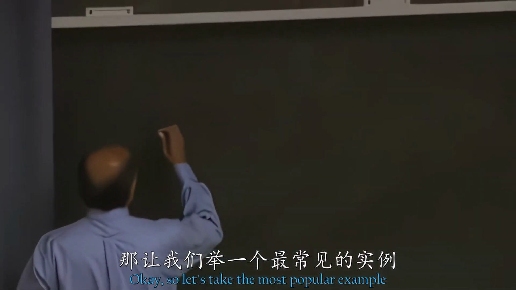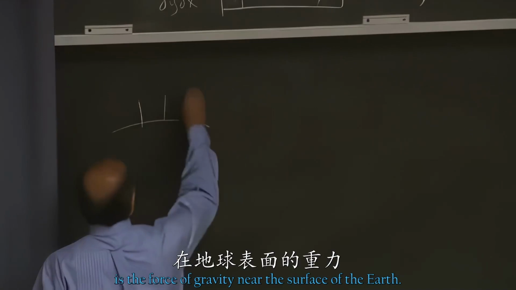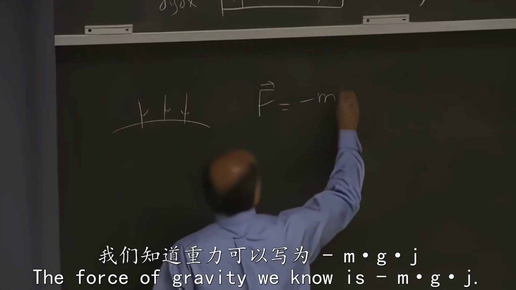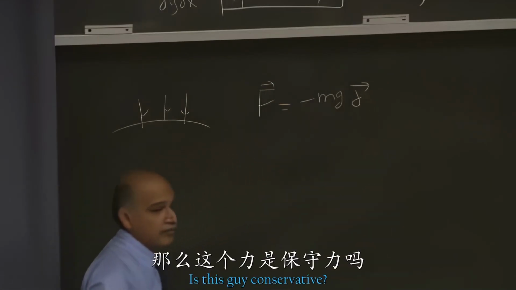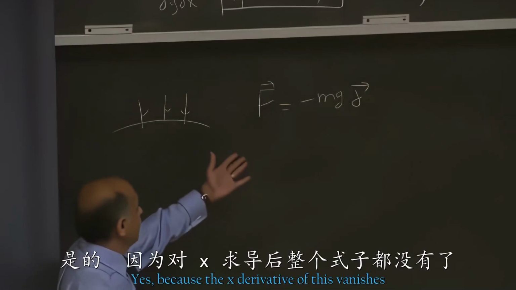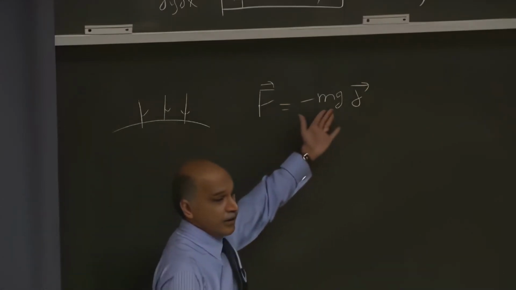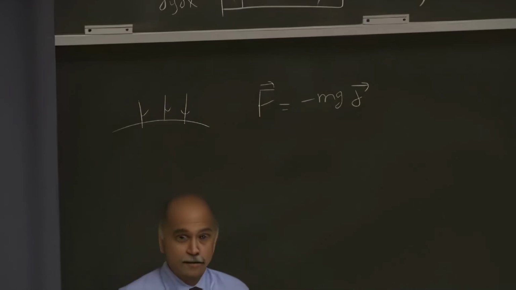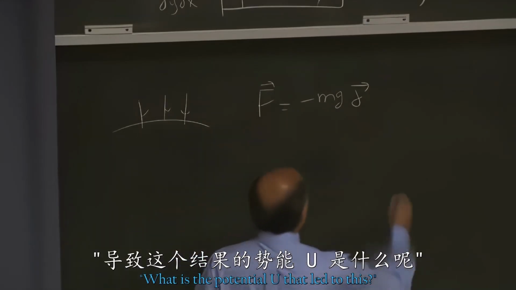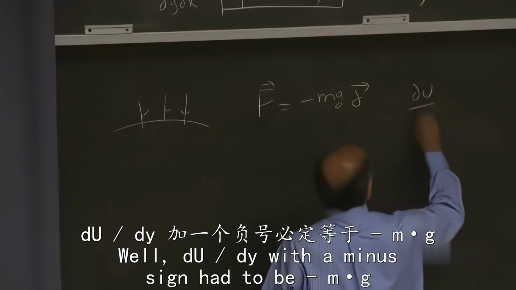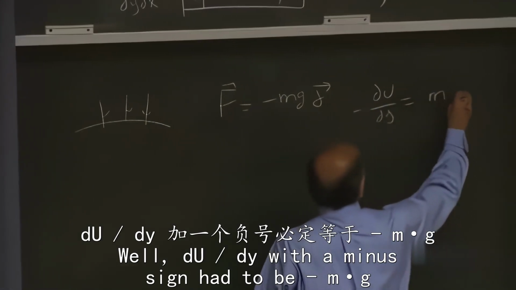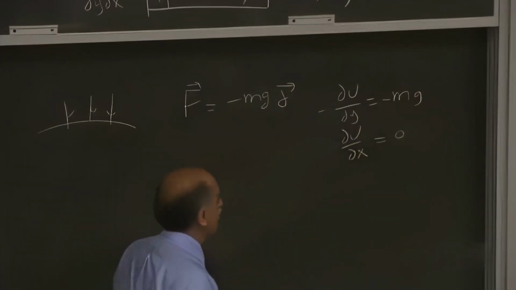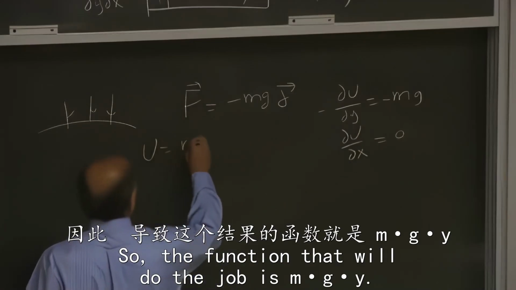Okay, so let's take the most popular example, the force of gravity near the surface of the Earth. The force of gravity, we know, is minus mg times j. Is this guy conservative? Yes, because the x derivative of this vanishes, and the y derivative of fx you don't even have to worry about because there is no fx. So it's clearly conservative. Then you can ask, what is the potential u that led to this? Well, du dy with a minus sign had to be minus mg, and du dx had to be 0. So the function that will do the job is mgy.